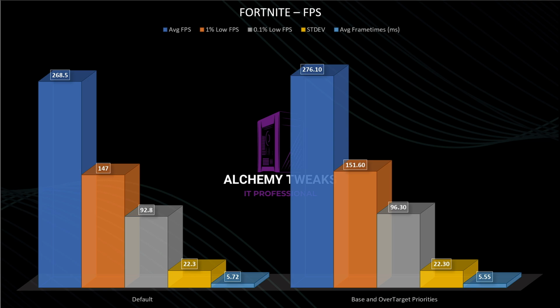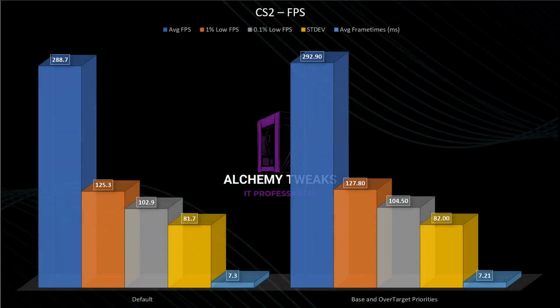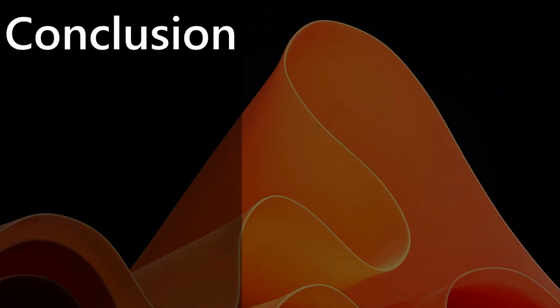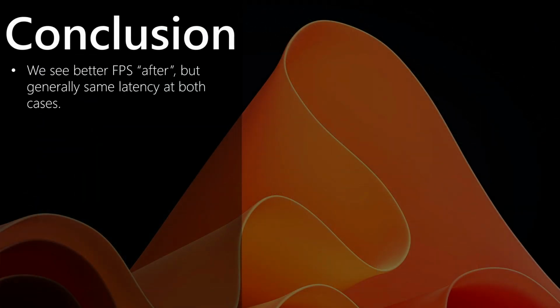Regardless of that, again we can say that we have some improvement. We see more FPS, in average, 1% low and 0.1% low. The SD and the average frame times are actually the same, so I don't care really much. Same thing for CS2, again more FPS on average, 1% and 0.1%. Again the SD and average frame times are the same, and we're coming to the same conclusion as the previous video. We see better FPS after, but generally the same latency in both cases.